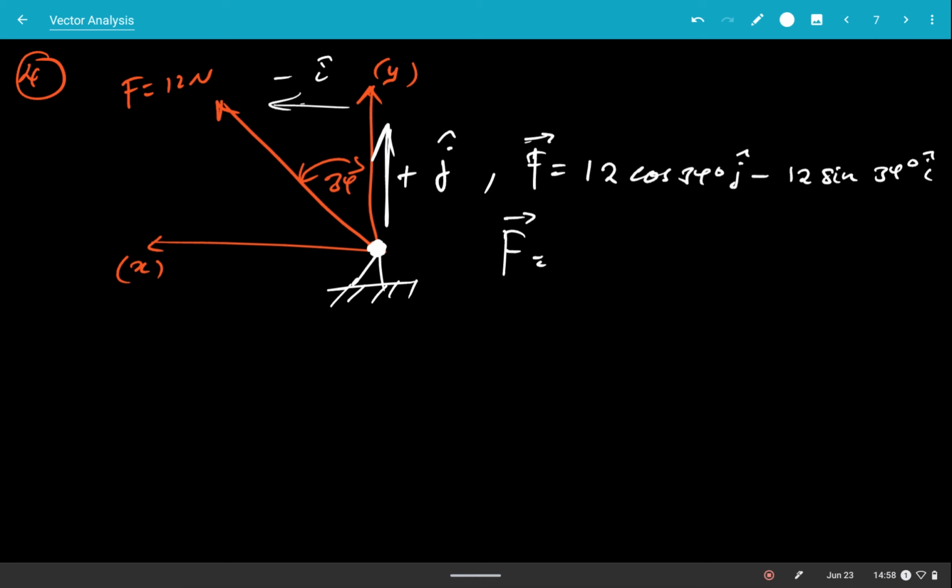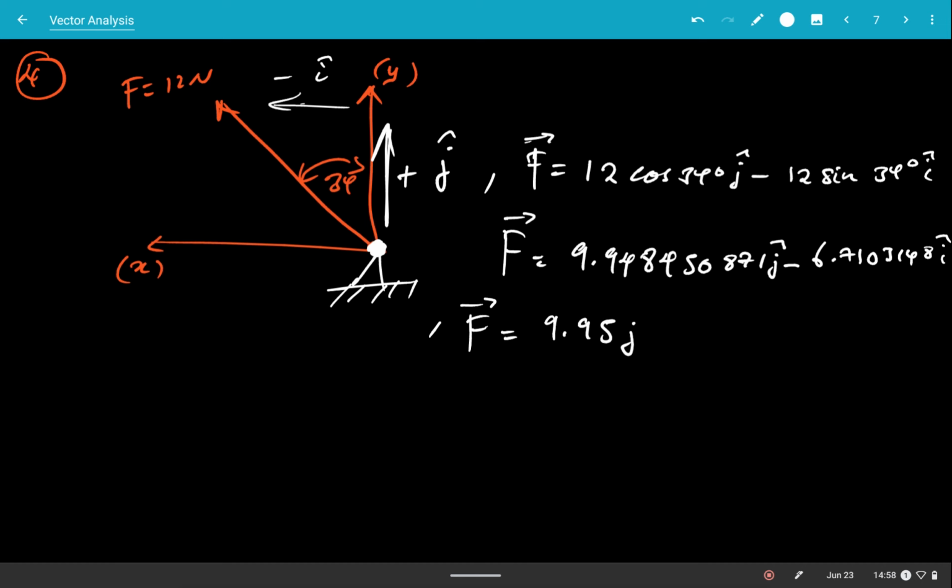So if you compute this, you will get 9.948450871 in the j minus 6.7103148 in the I. This will be rounded off to 2 decimal places. You have 9.95 in the j minus 6.71 in the I. And these are the components of your force vector.